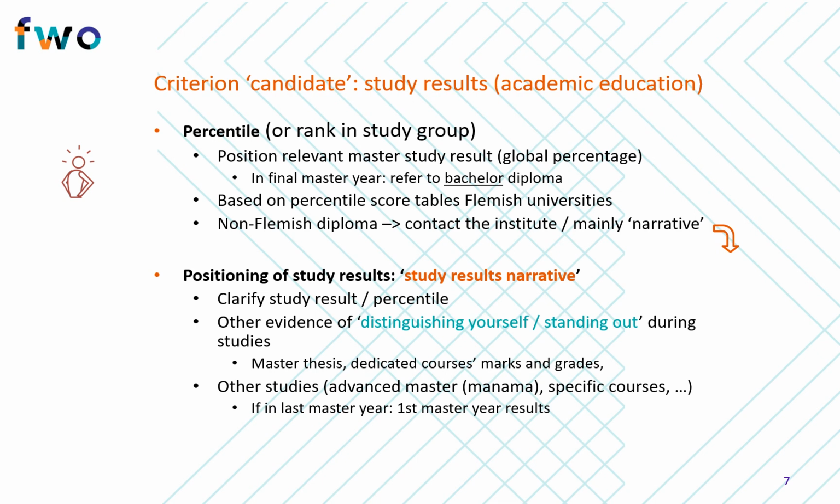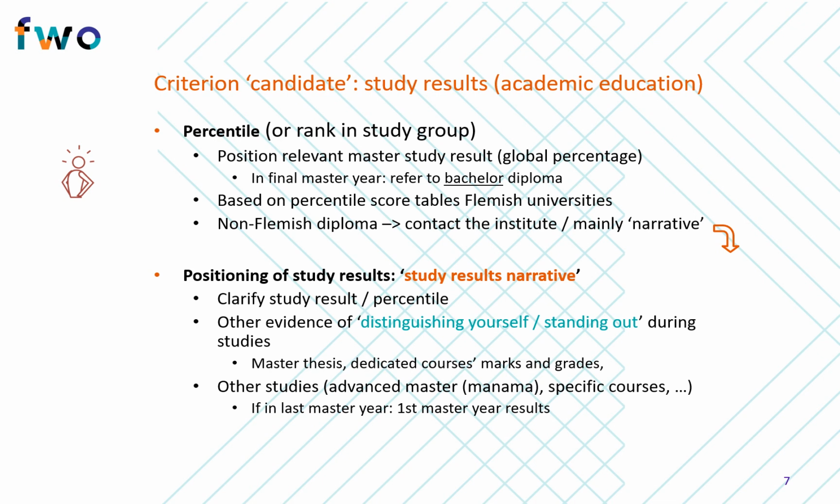In case the applicant is still in the process of finishing the master's degree, then this percentile information should be provided based on the bachelor's degree. Besides the percentile information, applicants are also requested to provide a narrative to position their study results in a broader perspective. They could, for example, explain how their social situation has affected their results, point out specific academic achievements that highlight their suitability for the PhD fellowship, such as the outcome of their master's thesis, for example.